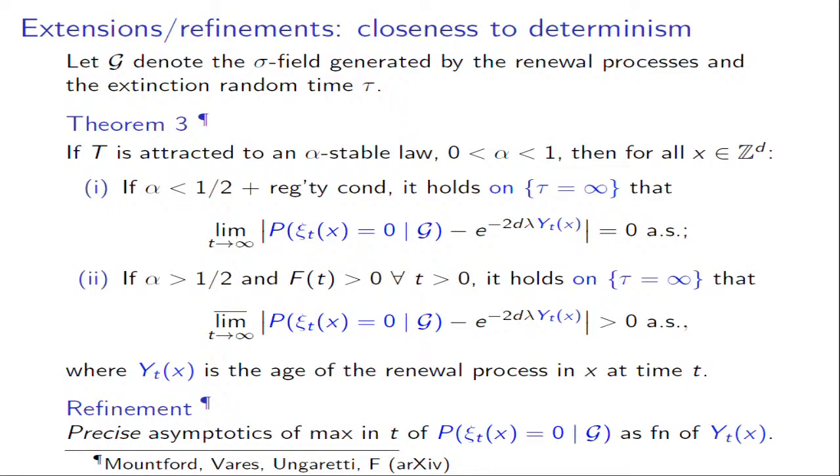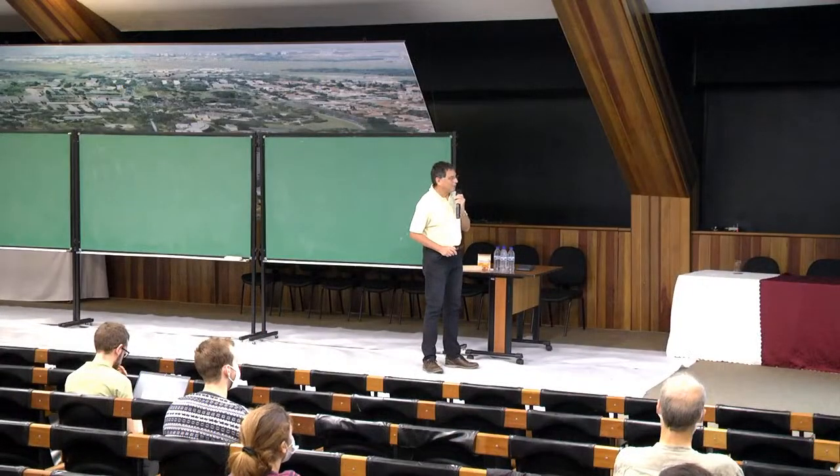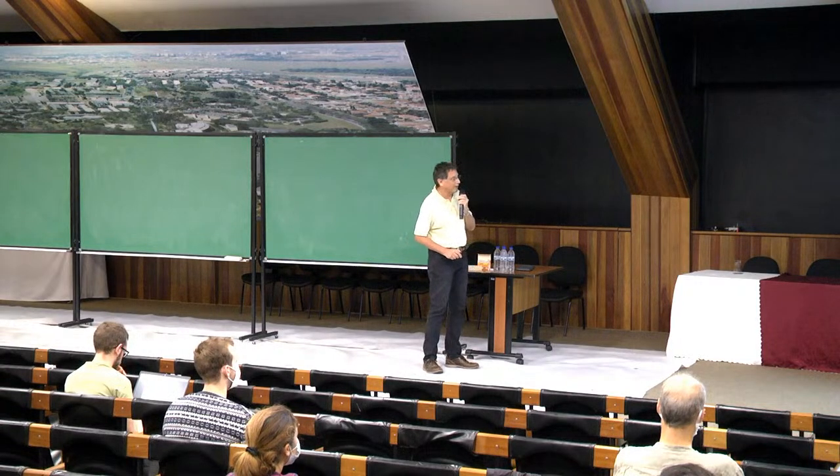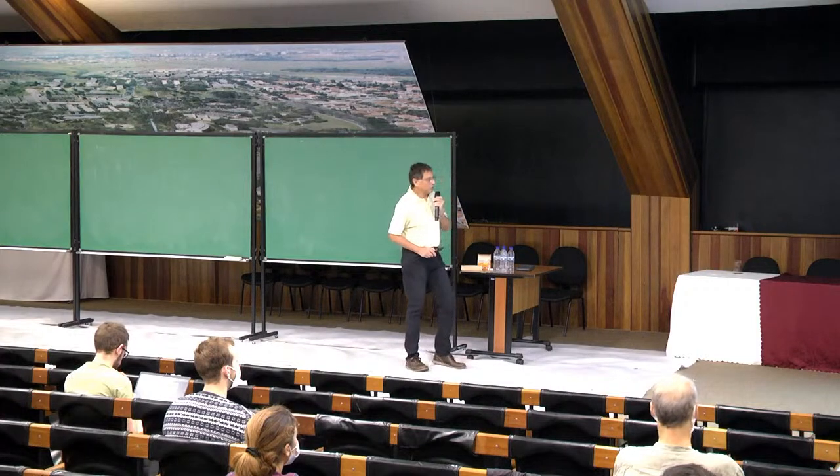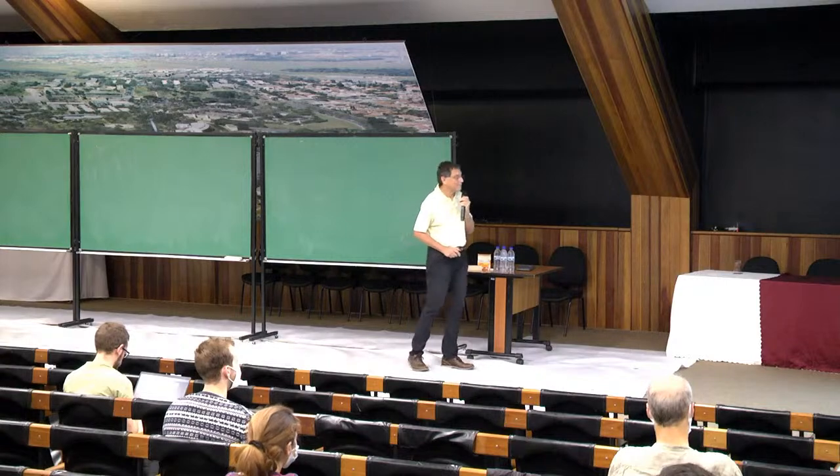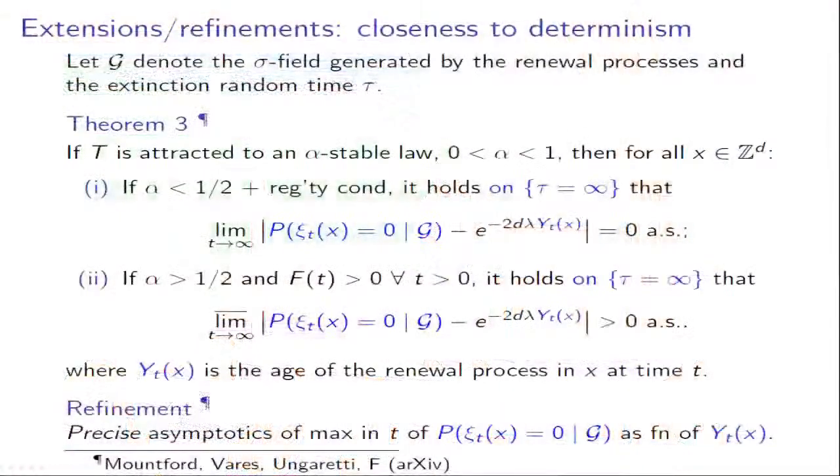So if it survives, look at the probability that the individual at X will be healthy. These variables xi are indicator variables for the site X being infected at time t. So here we're looking at the event that the individual at X is healthy at time t. And we are conditioning on the renewal cures, and also on the event that the infection has survived. Otherwise, it's clear what's going on.